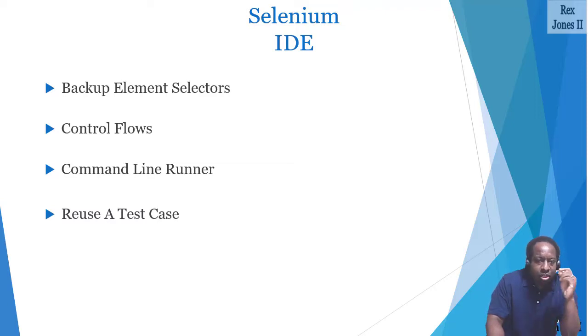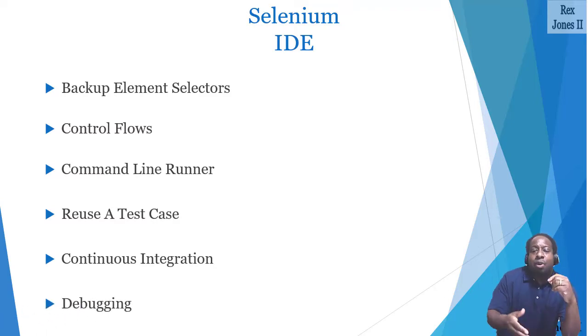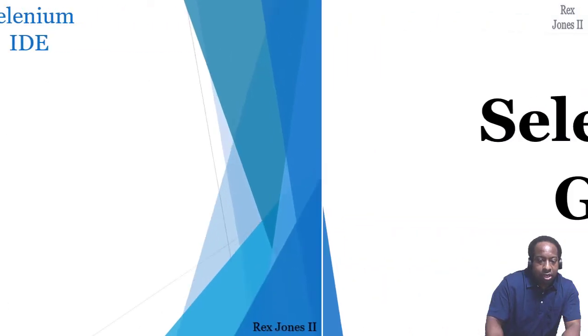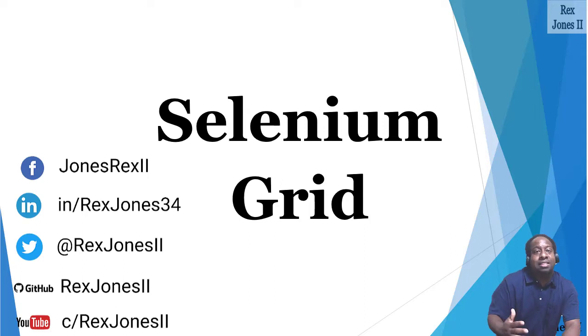Last but not least is continuous integration and debugging. Selenium Side Runner assists with integrating our code continuously into a shared repository. The debugging feature allows us to set breakpoints to pause our test at a certain point, play our test to a certain point, record our test from a certain point, and play our test from a certain point. Next, let's talk about the new features for Selenium Grid, and I'll see you in the next session.